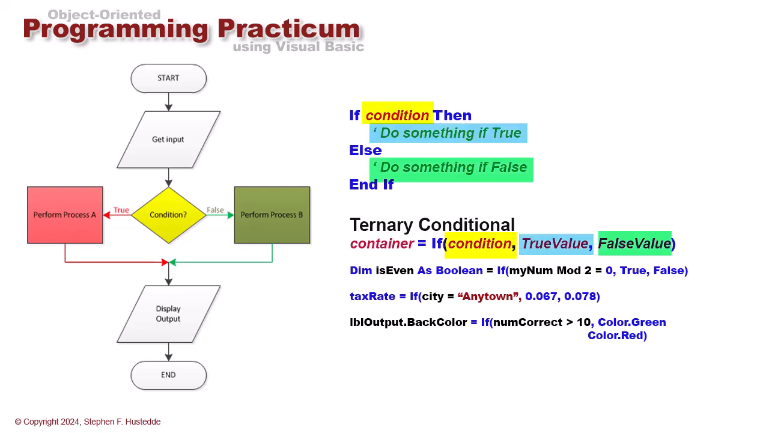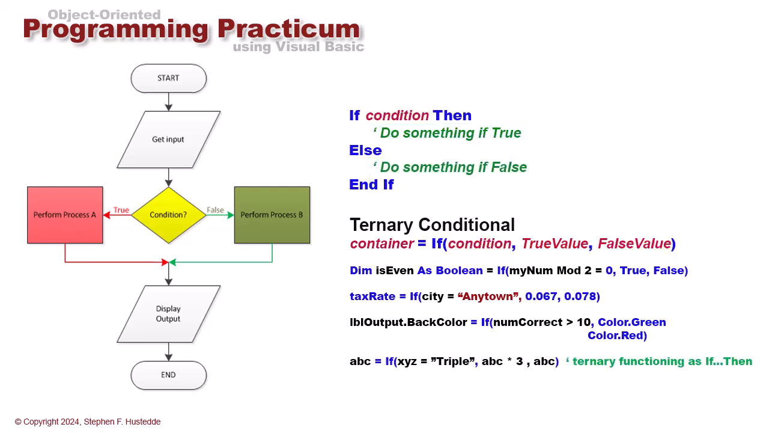We're seeing how this mimics the if, then, else, end if, but we can also use a ternary to mimic just a standard if, then. Here I have abc equals, and if xyz equals triple, I'm going to have it do an expression of abc times 3, so I can actually do some math inside of this. And that's if it's going to be true. If it's false, though, it's going to retain the value of abc. Nothing changes for abc. So it really is the same as doing an if, then, end if.